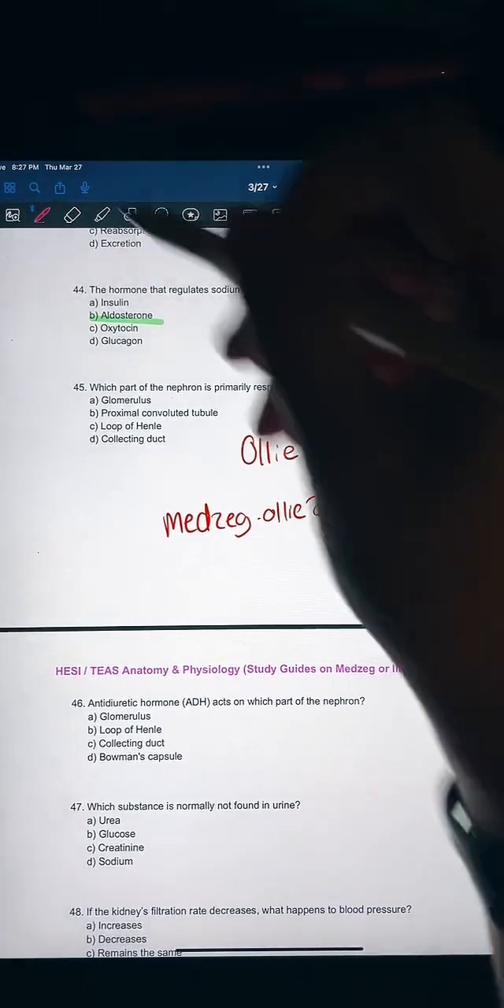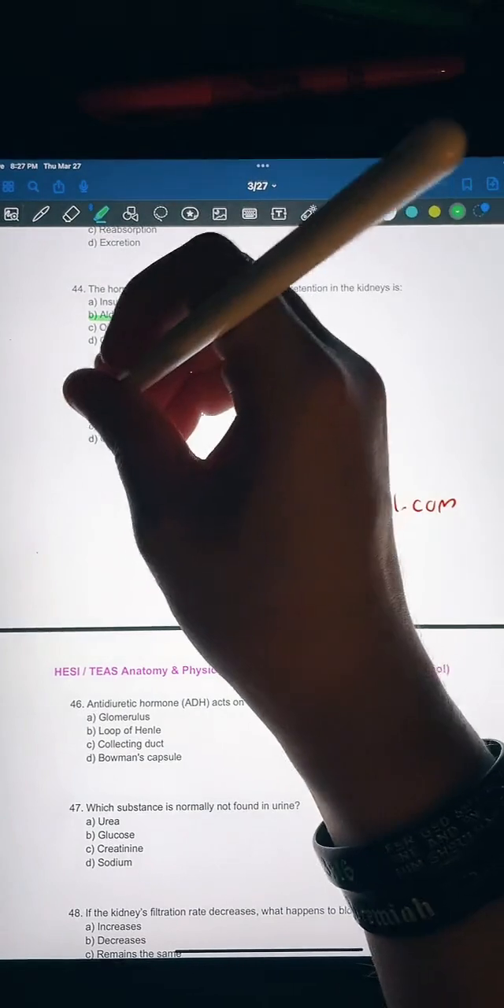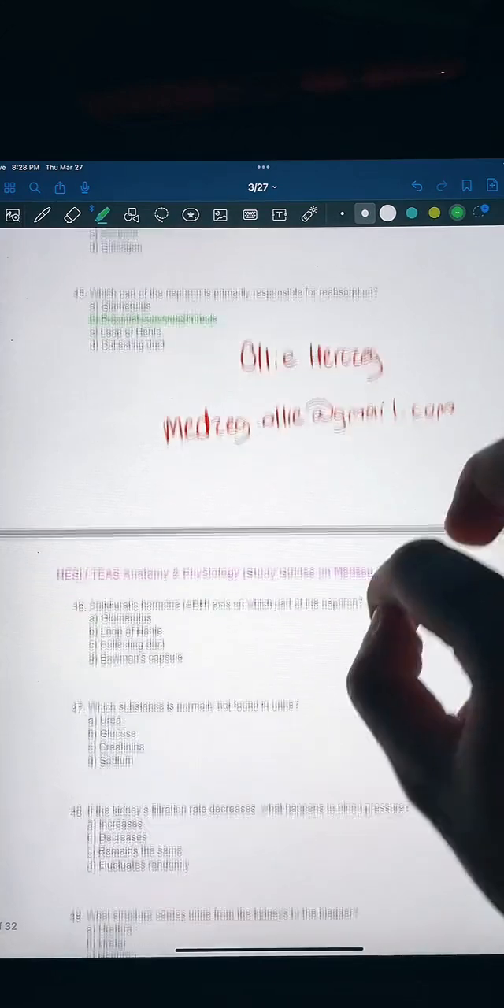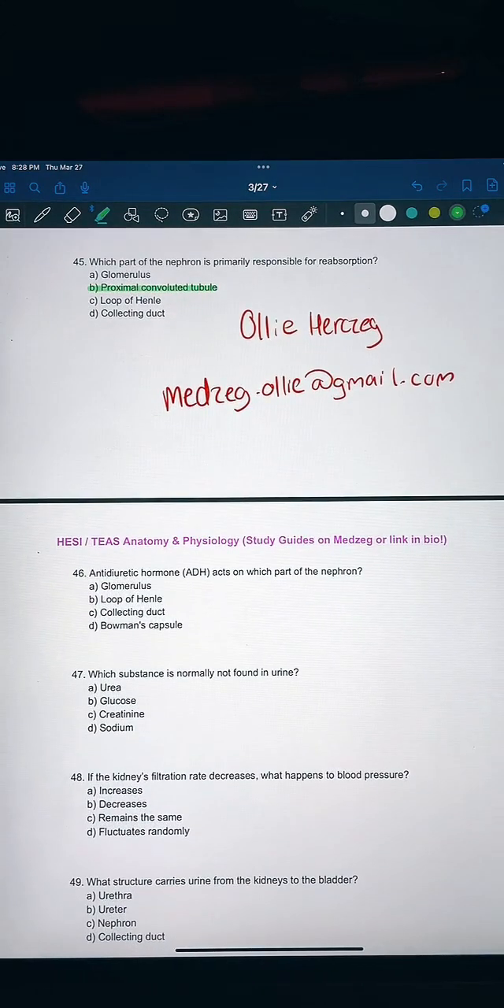The answer is B. It is the proximal convoluted tubule. Let me move on. Number 46, antidiuretic hormone or ADH acts on which part of the nephron?